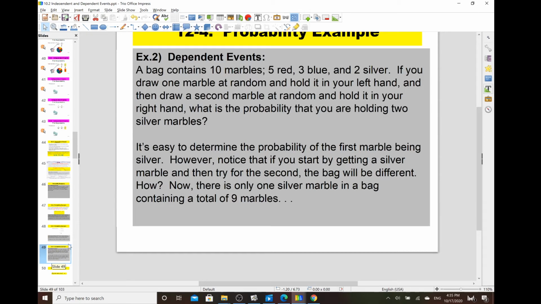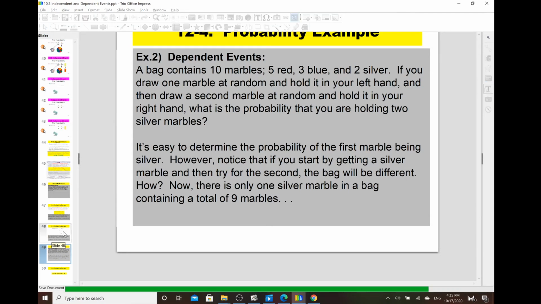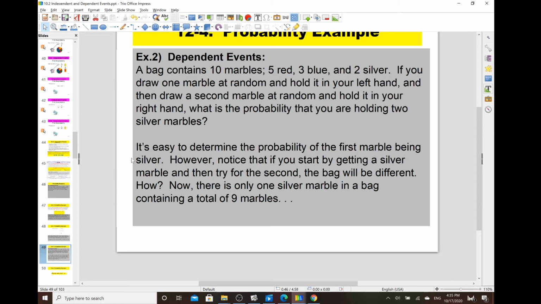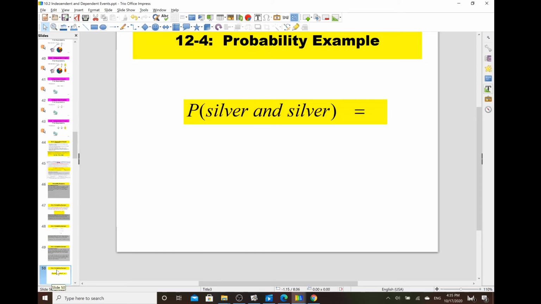And here's one for the dependent events. A bag contains 10 marbles: 5 red, 3 blue, and 2 silver. If you draw one marble at random and hold it in your left hand, and then draw a second marble at random and hold it in your right hand, what is the probability that you're holding 2 silver marbles? It's easier to determine the probability of the first marble being silver. However, notice that if you start by getting a silver marble and then try for the second, the bag would be different, because once you pick one silver, you're not going to put it back into the bag.